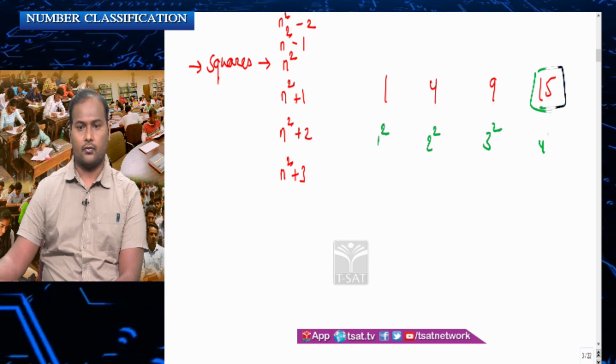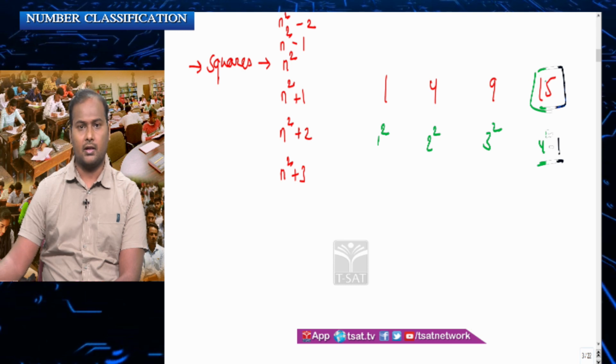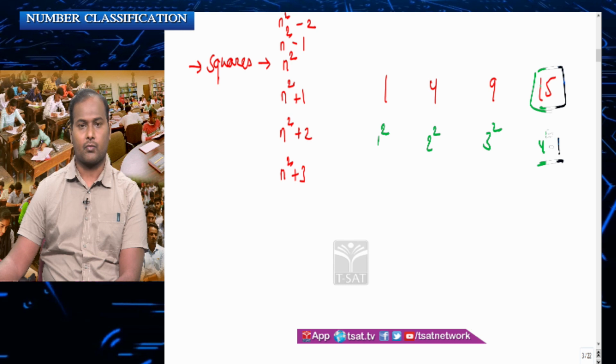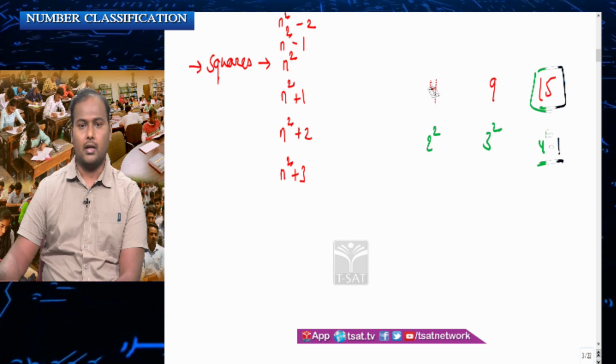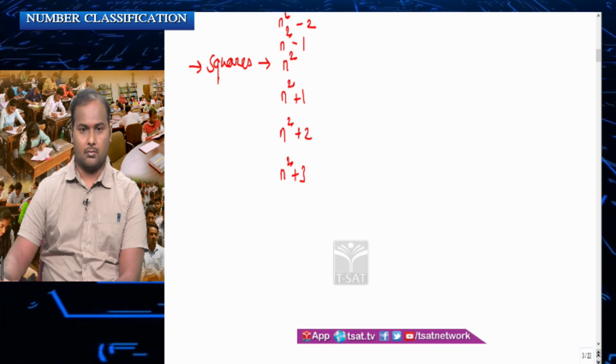It is 4 square minus 1. So obviously, this is a different one. So this is what we call a classification. In the classification, we need to identify a certain character that classifies the numbers.